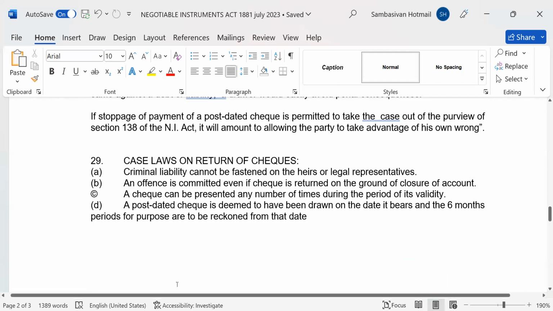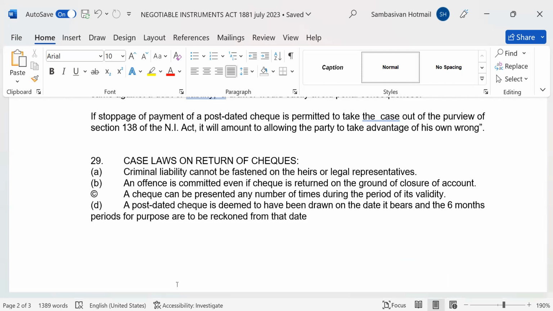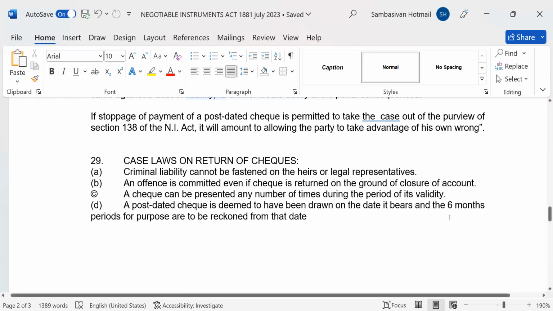Case laws on return of checks. Criminal liability cannot be fastened on the heirs or legal representatives. An offense is committed even if a check is returned on the ground of closure of account. A check can be presented any number of times during the period of its validity. A post-dated check is deemed to have been drawn on the date it bears, and the 6 months period for this purpose is to be reckoned from that date.